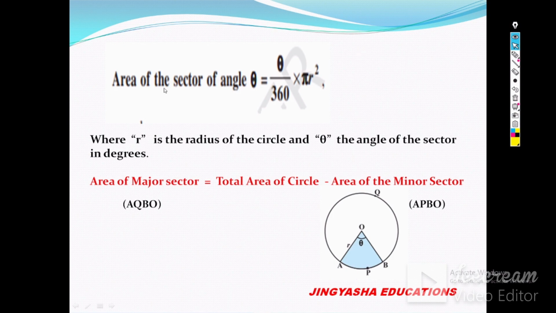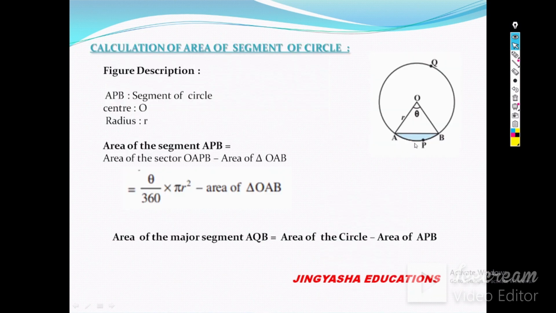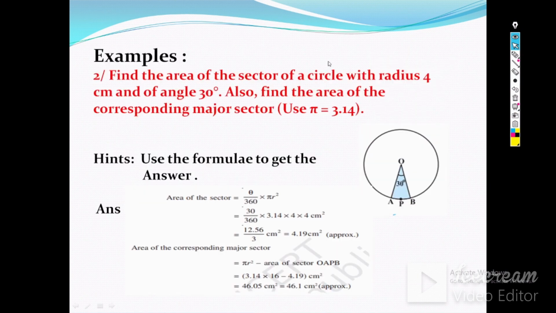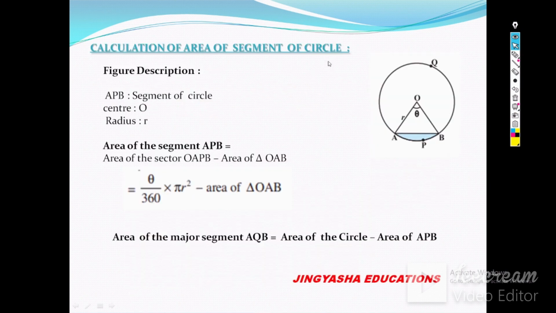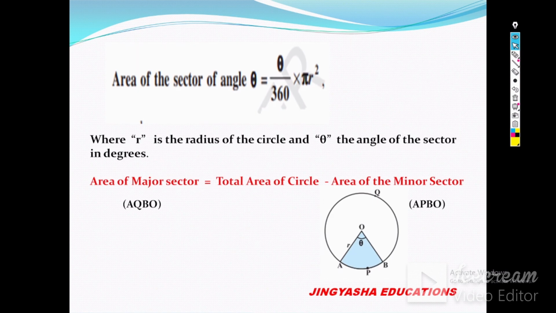So the area of a sector of angle theta. This is a sector with angle theta, that is theta by 360 into pi r square, where r is the radius and theta is the angle of the sector in degrees. Then how to calculate the area of the major sector?